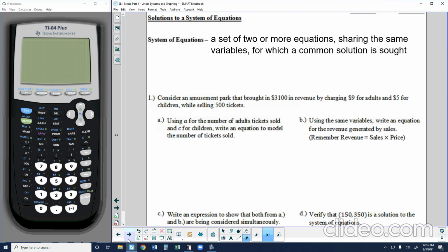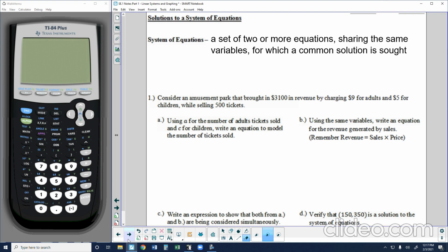To get a better idea of that, we're going to consider an application problem to start and see how we can create a system of equations. In problem number 1, it says, consider an amusement park that brought in $3,100 in revenue by charging $9 for adults and $5 for children while selling 500 tickets.